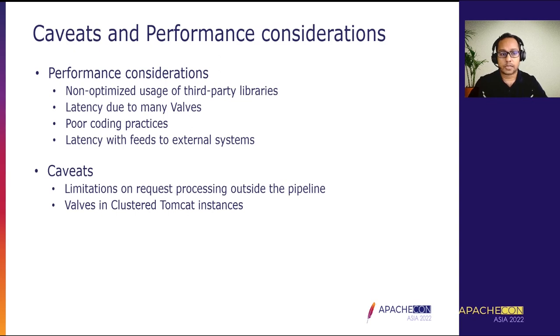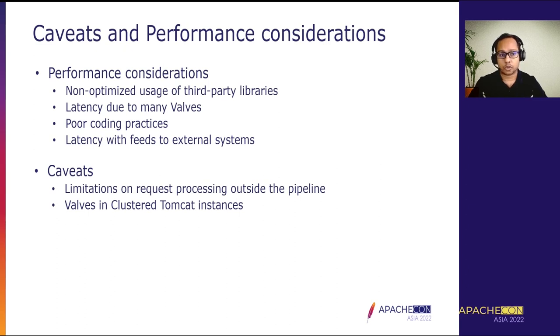So far, we have looked at valves, how they work, and we have also seen a few use cases where valves can be used effectively. Now, just a few caveats and performance considerations while using valves. Let's look at the performance considerations. Likewise, we used Google Guava for the rate limiter valve. There may be requirements where we need to use third-party libraries. On one end, it helps us avoid reinventing the wheel. On the other side, non-optimized usage of them can cause the valve to take more time to process and eventually slow down Tomcat.